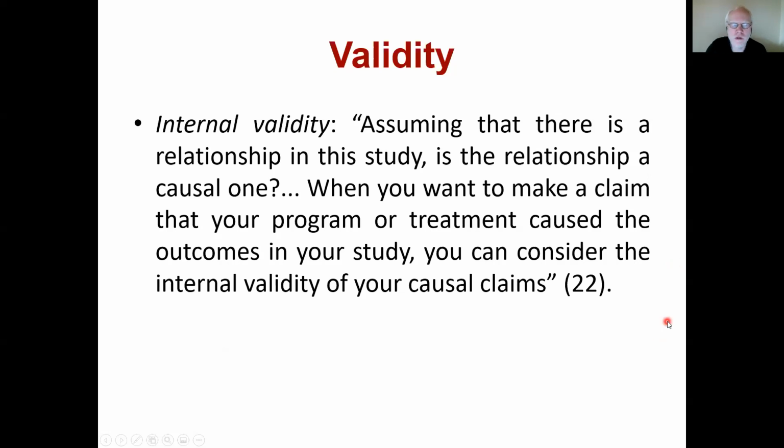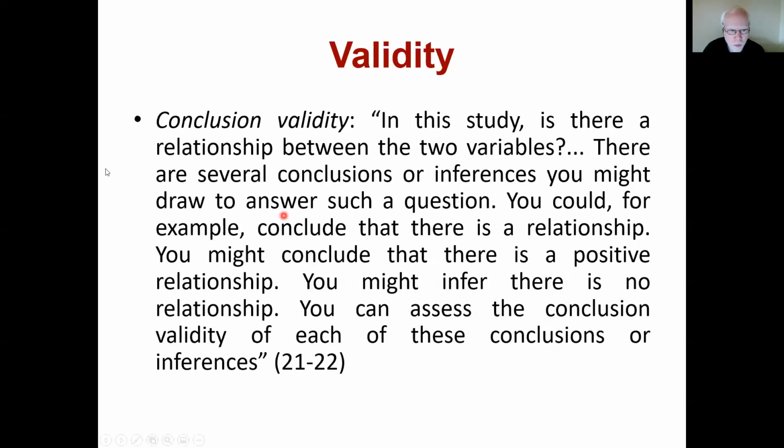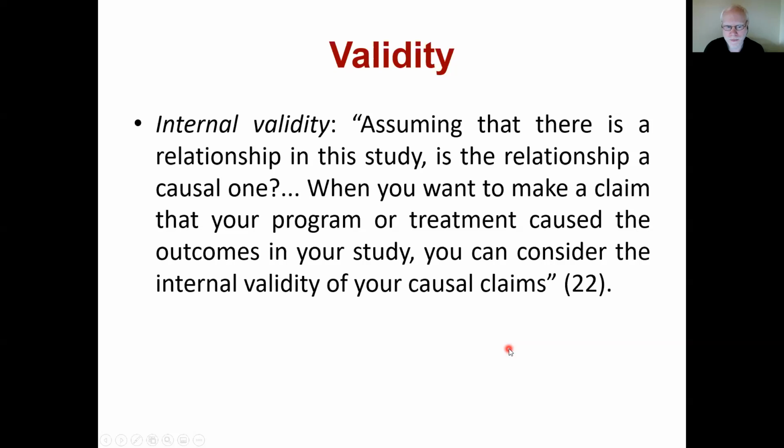Internal validity. So this is really important when we're talking about causal studies. It's probably the area of validity that causal studies focus on the most. Internal validity is looking at the area of assuming that there is a relationship in the study. So we're confident that the conclusion validity is right. There is a relationship. Is the relationship a causal one? Because obviously for causal studies, this is super important, where the main goal is to figure out, does the independent variable cause the dependent variable? Does the explanatory variable cause the explained variable?